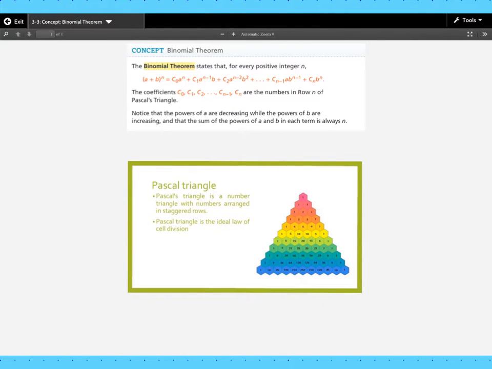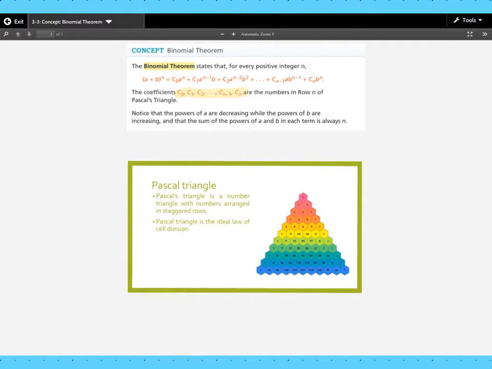Here is a summary of the binomial theorem. It looks confusing, but don't be confused by it. There is a pattern to it, which is when you talk about a plus b raised to the nth power, you first notice that the coefficients right here are the numbers in row n of Pascal's triangle. So if you're cubing a plus b, you use the third row.